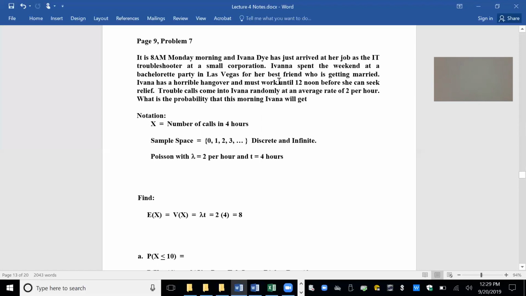I have no personal knowledge about this. And she must work until 12 noon before she can seek relief. One of those hangovers where you can feel your cells divide.